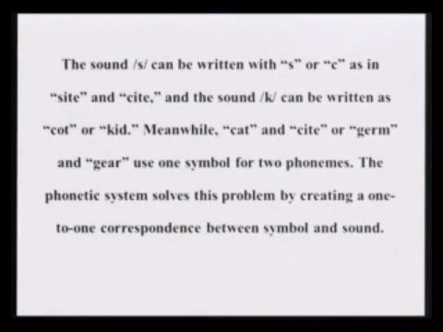The phonetic system solves this problem by creating a one-to-one correspondence between symbol and sound. حلت المشكلة بقى. عندنا 50 صوت، نعمل 50 رمز، وبالتالي هيبقى عندنا رموز جديدة خالص ما بنستعملهاش في الكتابة وملناش دعوة بالكتابة. خلاص بقينا عندنا رموز الفونetics والفونولوجي ملهاش دعوة بالكتابة.